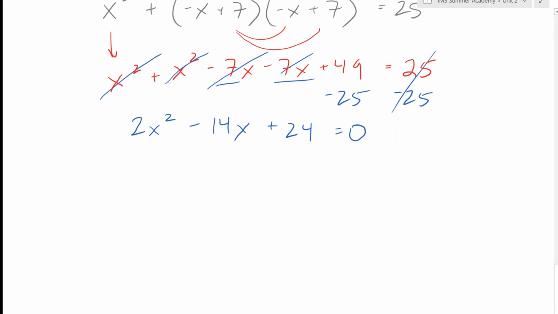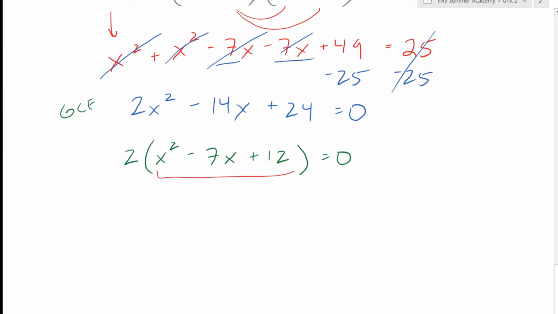This time I'm stuck with 3 terms. Any chance you get, try GCF first to see if I can knock these numbers down a little bit. And it looks like I can take a 2 out of all of them, leaving me with x squared minus 7x, so we're dividing everything by 2. And now we don't have to really worry about that 2 anymore. Let's factor this and get the answers.